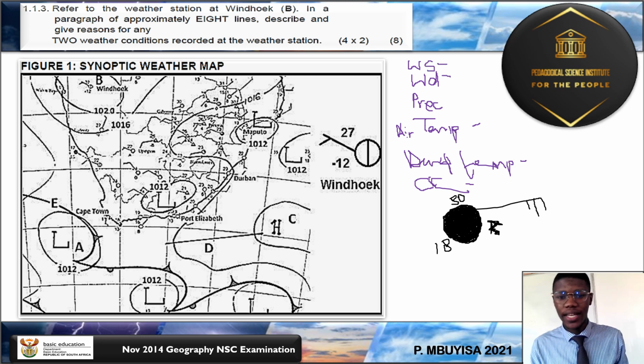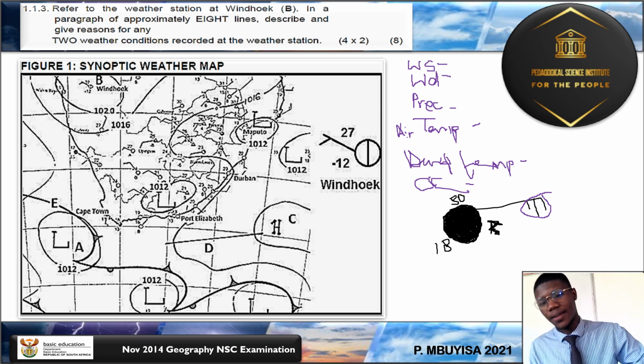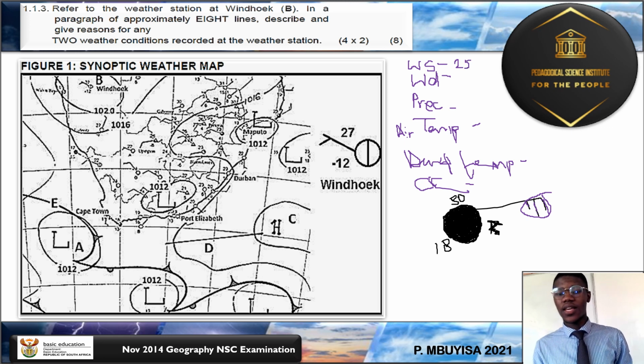So let's populate these aspects. What's the wind speed? The wind speed is determined by the arrows or symbols you get there. So we have the feather-like symbols there. We have the long symbol here, another long one, and a short one. Each long symbol stands for 10 knots. Each short symbol stands for 5 knots. So if we count, this is 10, 20, and 5, 25. So wind speed is 25 knots.